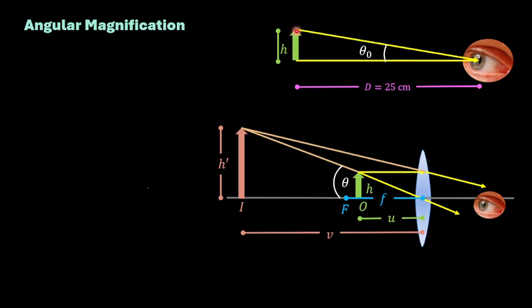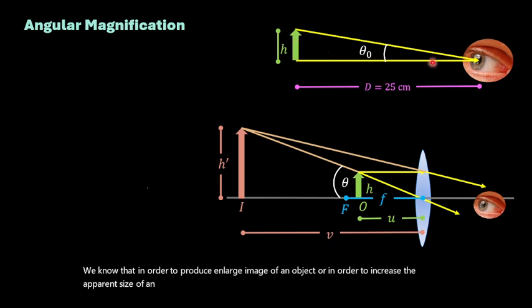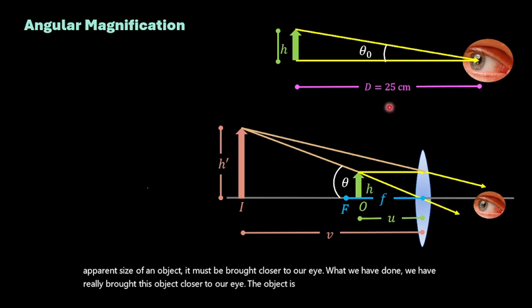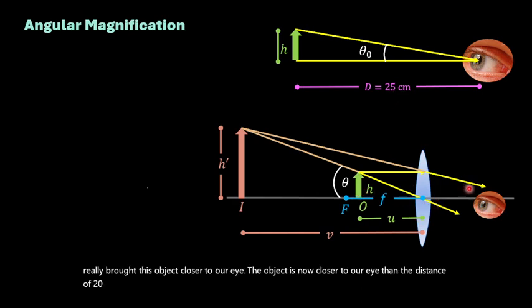We know that in order to produce an enlarged image of an object, or to increase the apparent size of an object, it must be brought closer to our eye. What we have done is really bring this object closer to our eye. The object is now closer to our eye than the distance of 25 centimeter.